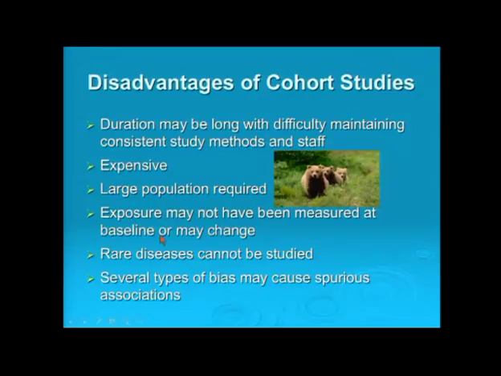The exposure may not have been measured at baseline or may change. We talked a little bit about that. Rare diseases cannot be studied. Rare exposures for cohort studies, not rare outcomes, or you'll never get enough. And you can still have several types of bias in a cohort study because it's still observational, and these could cause spurious associations. So here I am telling you about how wonderful a cohort study is, and now I say, well, there's bias.